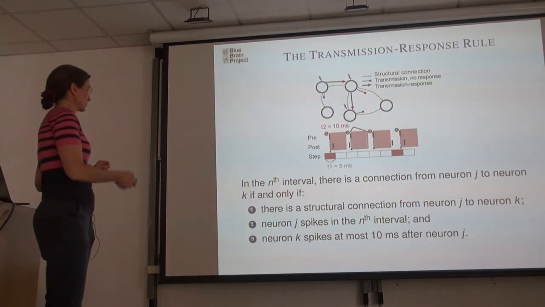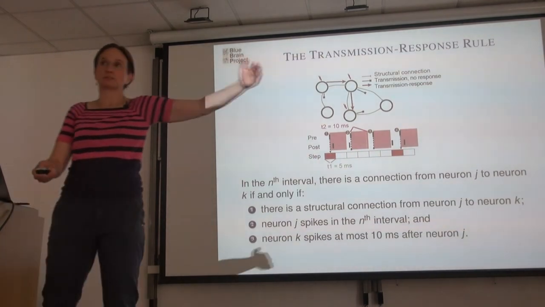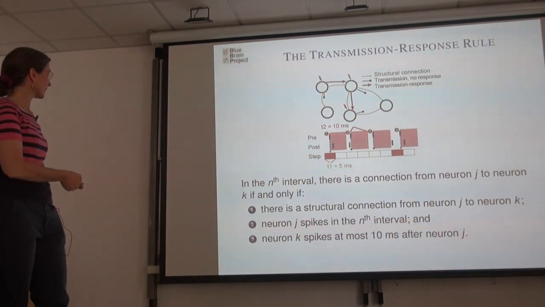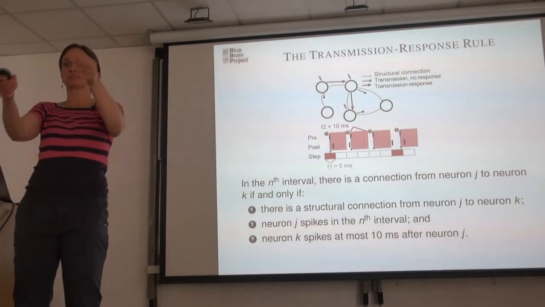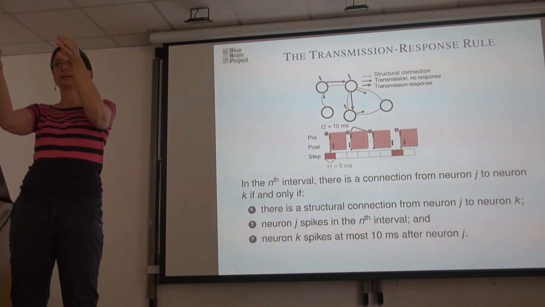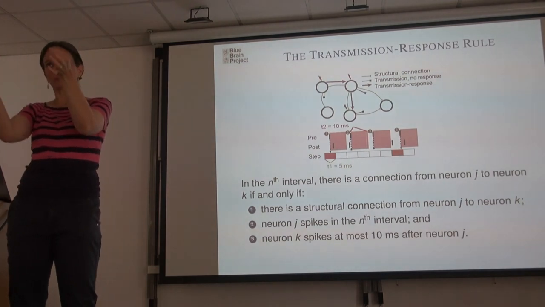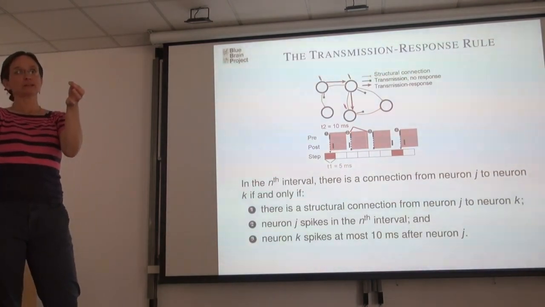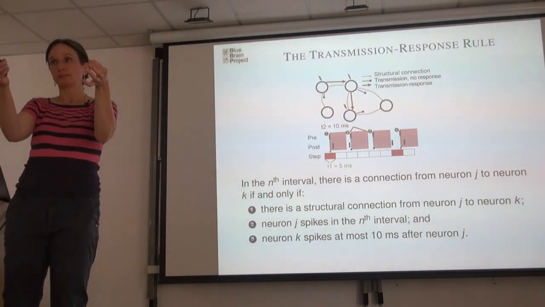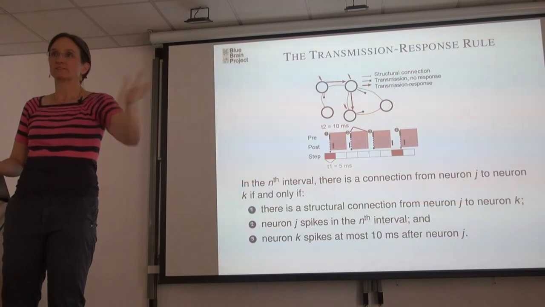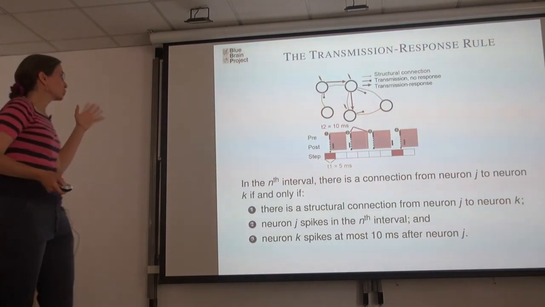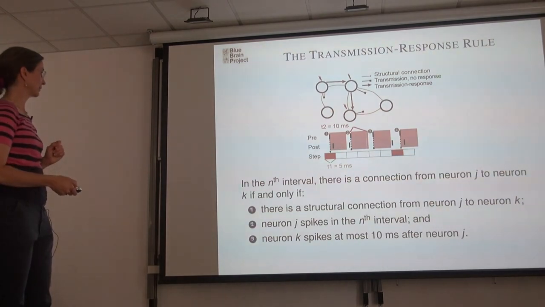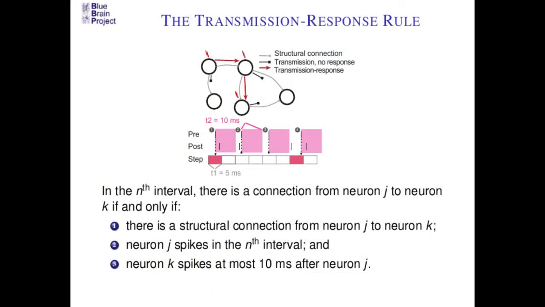And what we decided in the end was to work as follows. We divide our time up into these time bins, 5 milliseconds. And within the nth time bin, we'll say that there's a connection between neuron J and neuron K if there's at least a structural connection. So we have to start with a ground truth of the structural connection. And if neuron J fired within that time bin, and then neuron K fired at most 10 milliseconds after that, then by a statistical analysis that we did, there's a good chance that it really was J that caused K to fire. And so that's going to give you a subgraph of your directed graph. You keep all the vertices, and you keep only those connections that satisfy this rule.